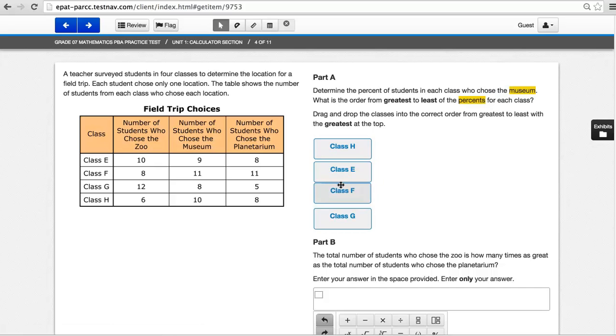Class F with 36% would be the second greatest. Class E would have 33%, and Class G would have 32%. And that's our answer right there.